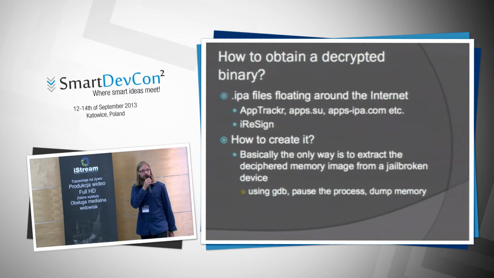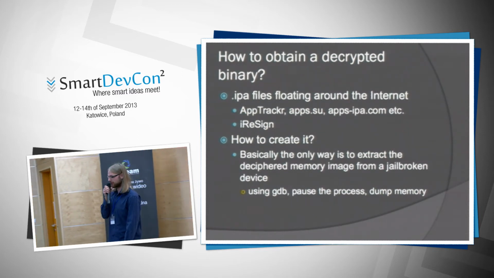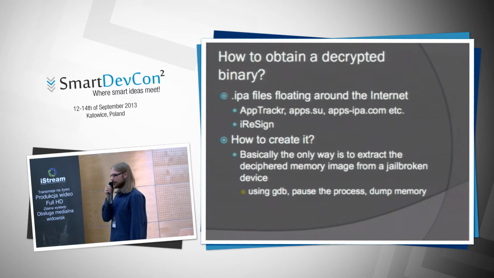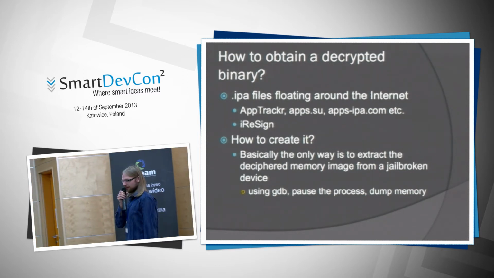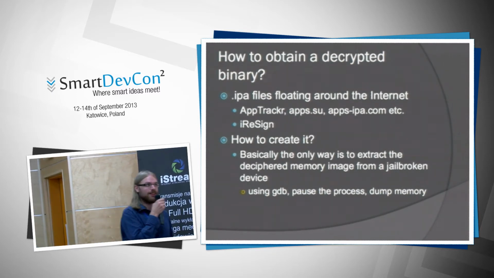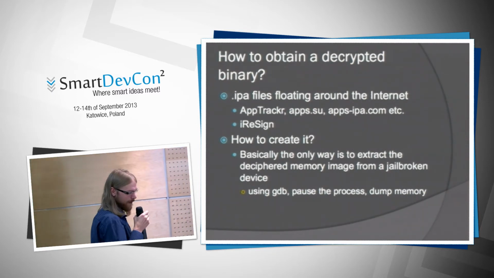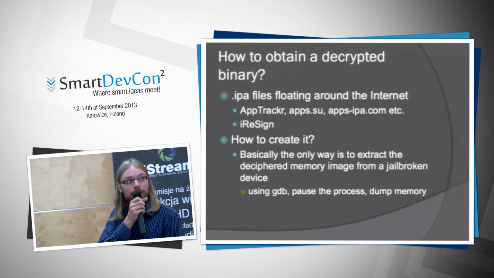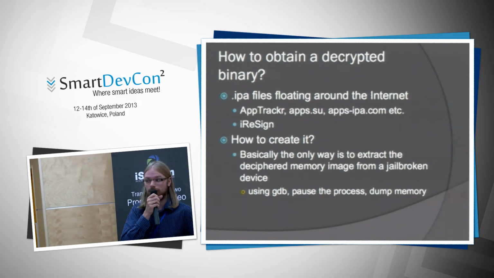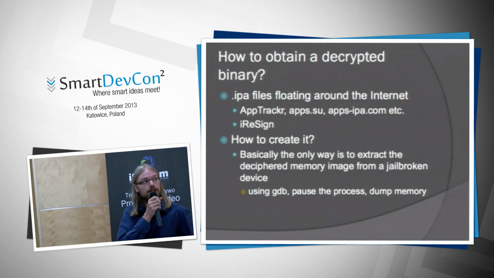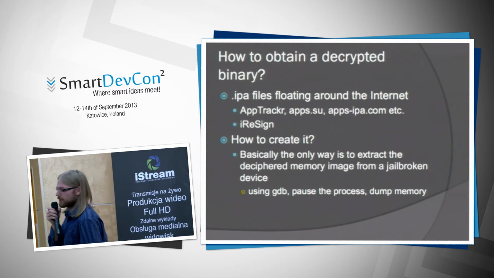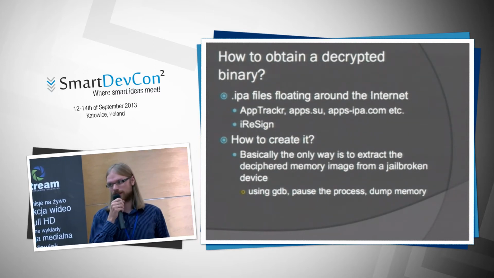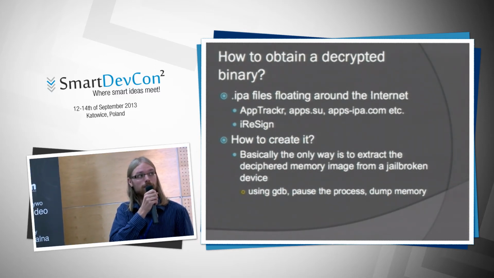So the question is, how do you get a decrypted binary? Because I'm going to show you some analysis of a binary, but for this you really need the decrypted binary because there is just nonsense in the encrypted one. So the answer is you can find decrypted files on the internet. I mentioned AppTracker, which I believe is not operational anymore, but the other one should be. There is a tool called iResign, which will take a decrypted binary and resign it with your developer key, so you can run it on your developer phone.